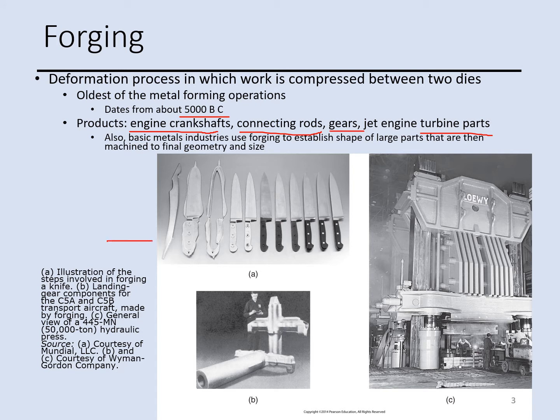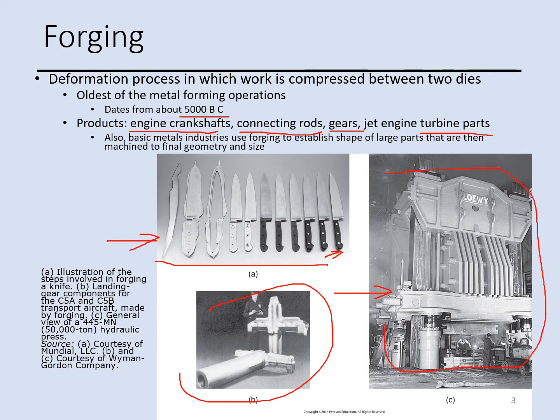You see in this picture the steps involved in forging knives from this part going this way. So this is the final workpiece. And here this picture is the landing gear component for aircraft. And this is the forging machine. You can compare the machine and get the idea how big it is when you look at that machine and compare it with the person standing next to the machine.